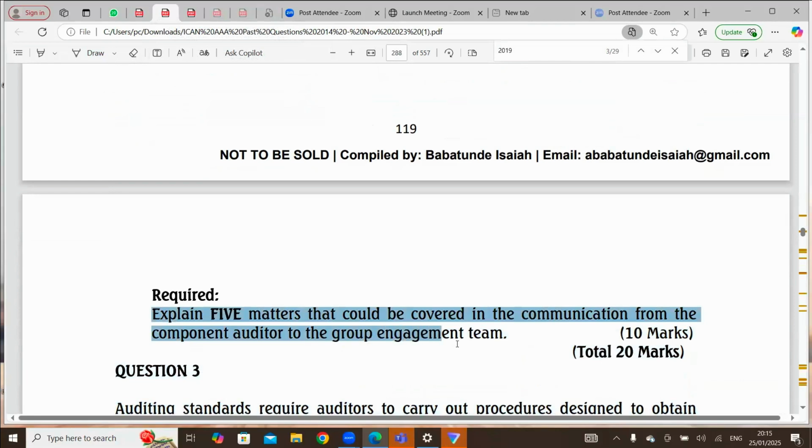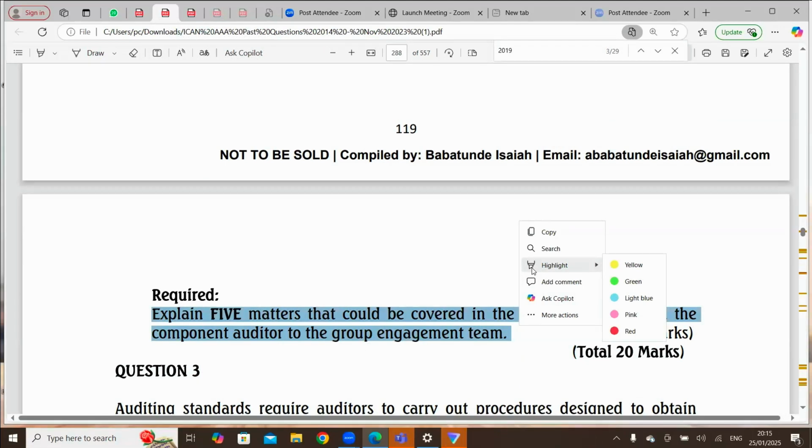To be honest, the matters are limitless. Everything that is in the FS, they can communicate on management bias, they can communicate on fraud and error, they can communicate on significant risks, and they can communicate on the method of carrying out an audit or a certain procedure. If the group auditor wants the audit to be carried out in a certain way, he will request it.